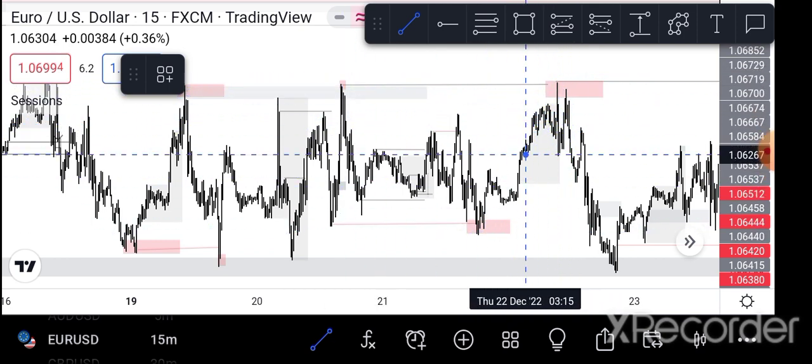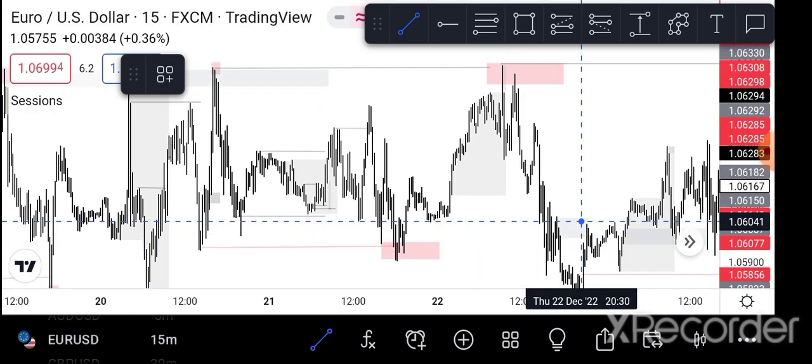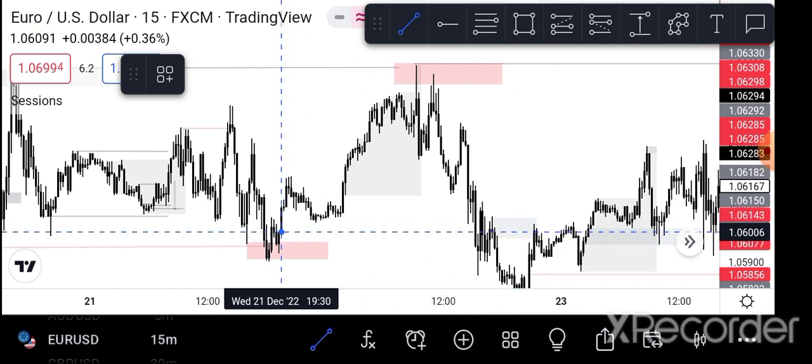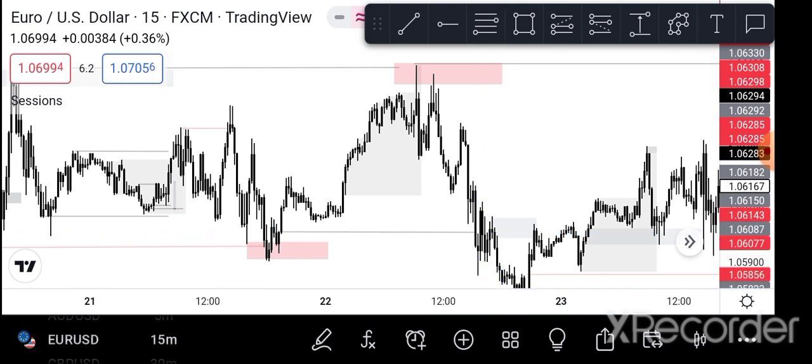So it means that this demand over here is very strong. So the best thing you can do for yourself is to look for an unmitigated zone over here. Then take your profit over here. Are you getting me? So once you take a trade, you take a profit over here.